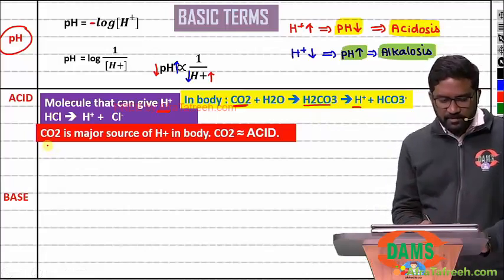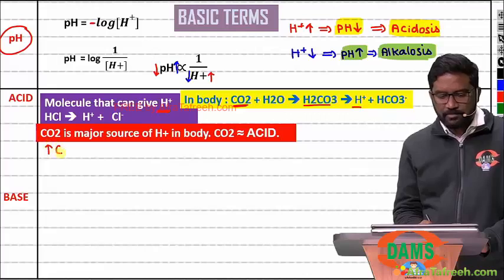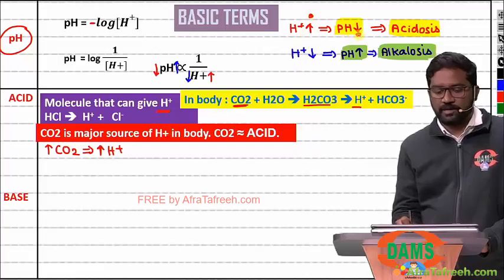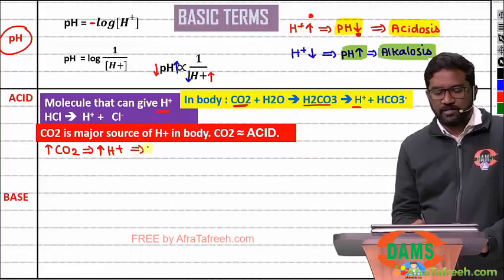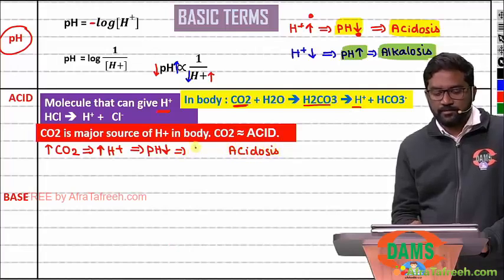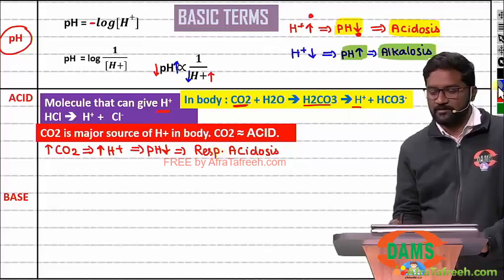Now because of some disease, if CO2 is increasing in your body, automatically what will be excessively produced? H plus. If H plus increases, pH will reduce. Whenever pH is reduced, what is that phenomenon called? Acidosis. This is due to CO2. So this should be called respiratory acidosis.